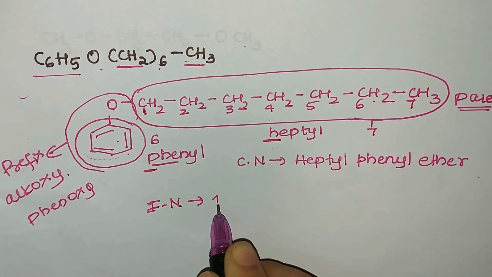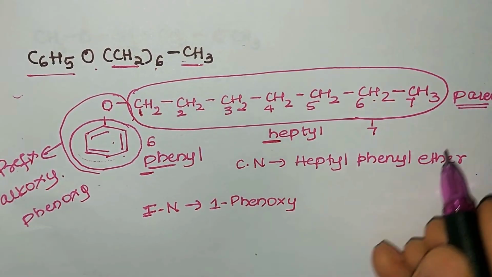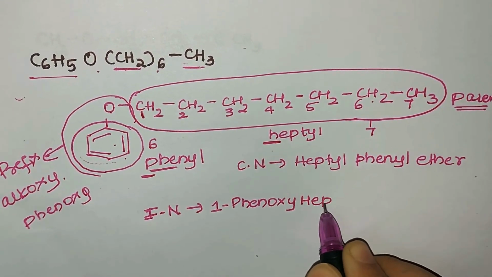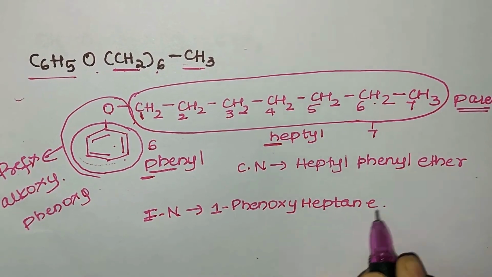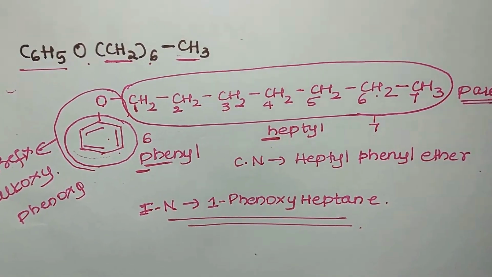Therefore, the IUPAC name will be 1-phenoxy. The parent chain contains 7 carbon atoms. Hence, the word root is hept. All are singly bonded. Hence, it is ane. So, the IUPAC name is 1-phenoxyheptane. We'll go with the next example.